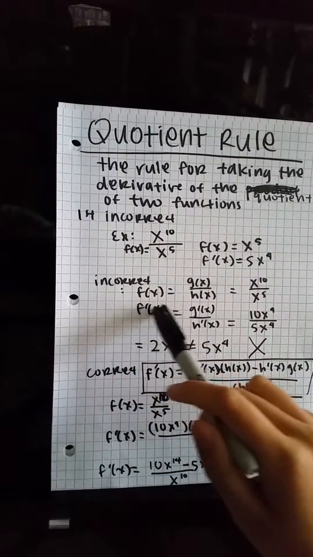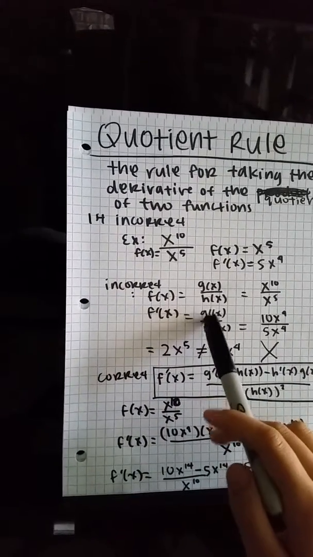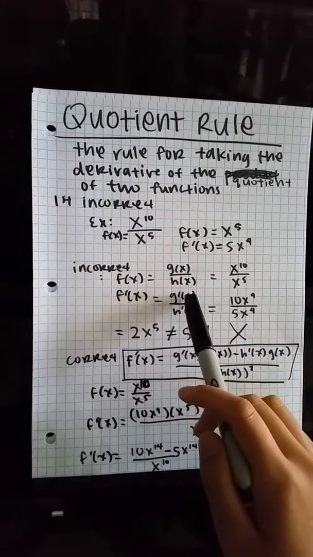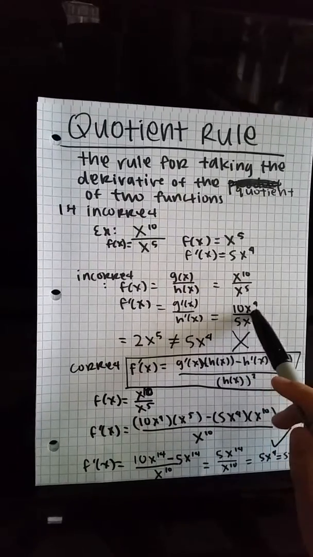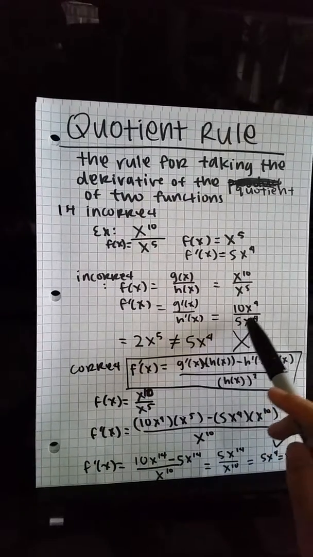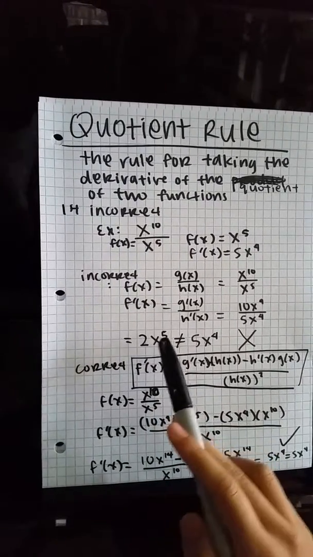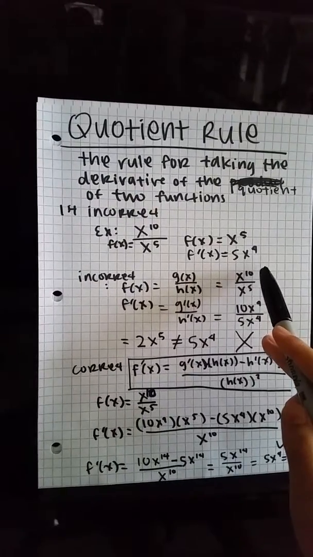And if we do the derivative incorrectly, which would be just the derivative of g of x over h of x, if f of x equals g of x over h of x, the derivative would be equal to 10x to the 9th over 5x to the 4th, which gives us 2x to the 5th, which does not equal 5x to the 4th, the correct derivative, which we found earlier.